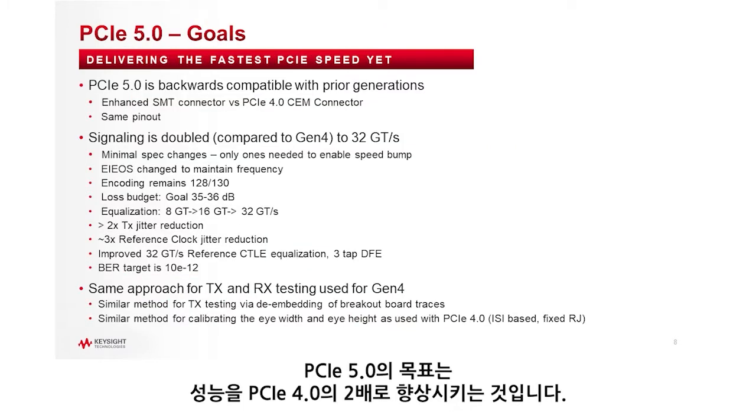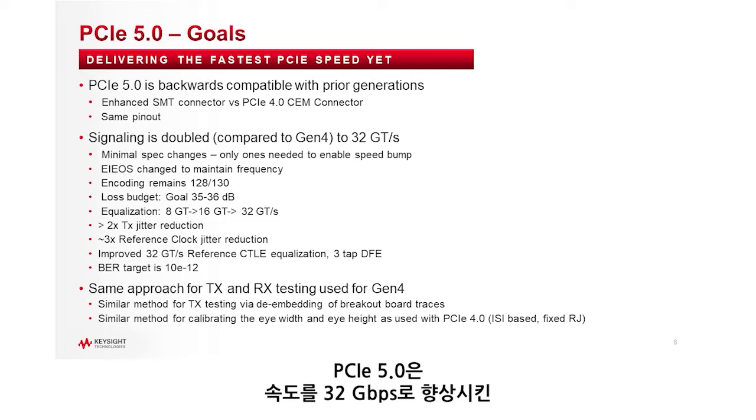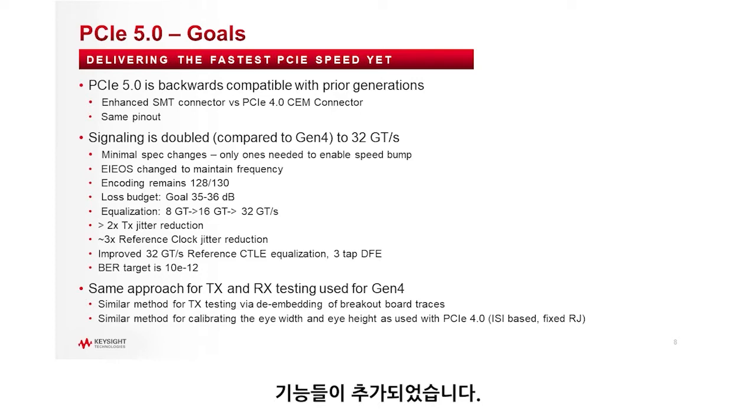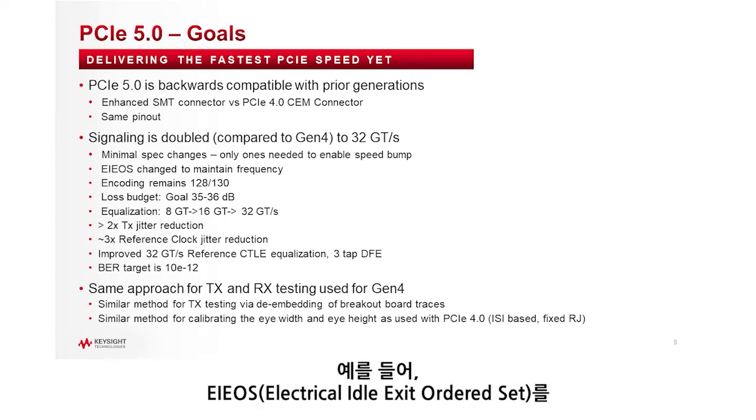The goals of PCI Express 5.0 really are about doubling the performance of PCI Express 4.0. In fact, one way to describe PCI Express 5.0 is that it is really PCI Express 4.0 with a speed improvement to 32 gigabits per second. Now, in reality, it's a little bit more than that because we had to add some additional features that would allow us to go to the higher speed.